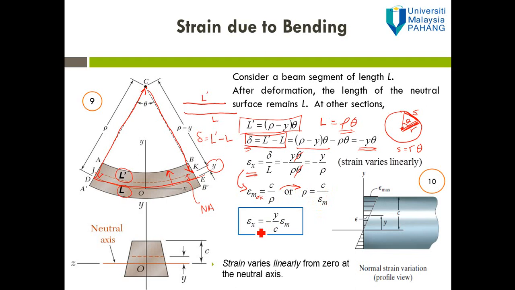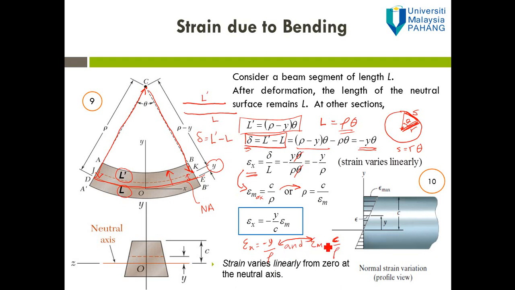Therefore, if we compare epsilon x equal to minus y over rho and epsilon m equal to c over rho, then we can combine these two equations.